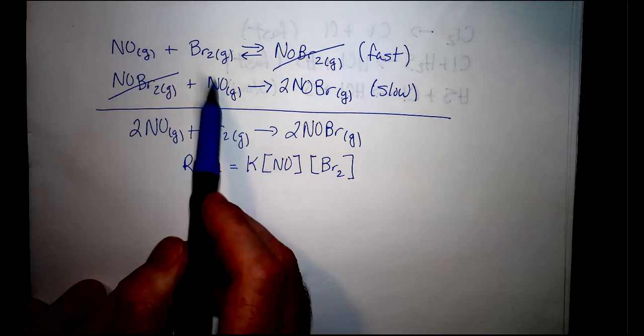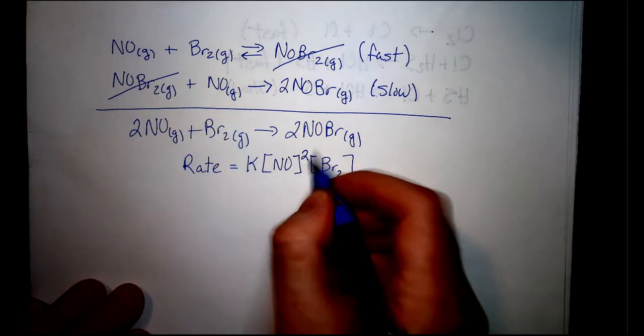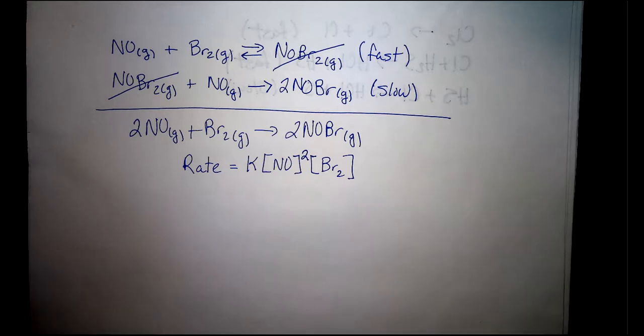I see two NOs going from the fast step to the slow step, so NO is going to be second order. One bromine, so bromine is going to be first order. So in this case, the rate law does match the coefficients, but it doesn't always.